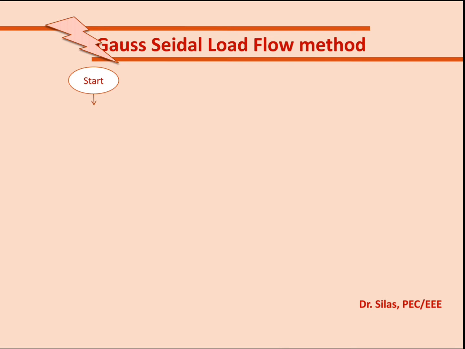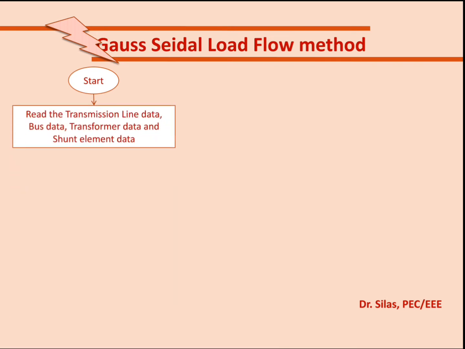Initially, we start the algorithm. The first step is to read the transmission line data, bus data, transformer data and the shunt element data. Now, using the transmission line data, transformer data and the shunt element data, form the admittance matrix.